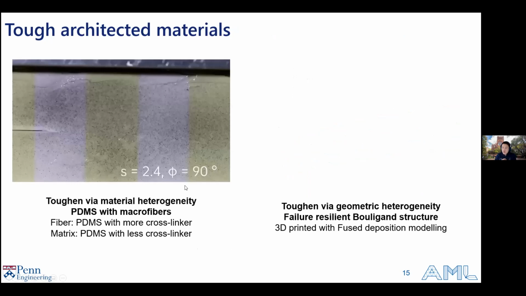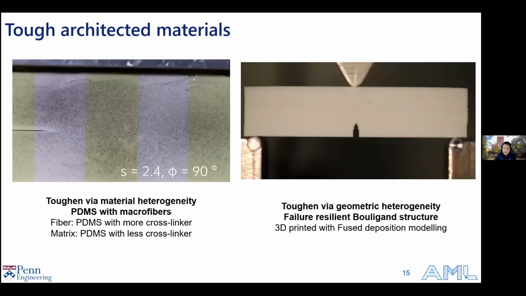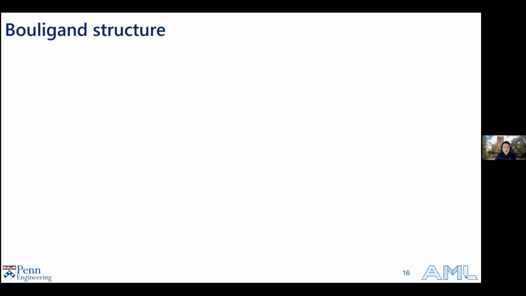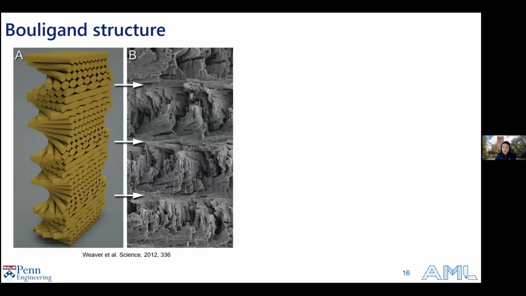Okay, so now I'll move on to the second part of my talk. In the first part, I talked about the effect of material heterogeneity, but I also want to point out that we can create toughness by using only geometry as well. This work is really inspired by what's called Bouligand structures. These are found in the dactyl club of the mantis shrimp, where they have these helicoidal fibrous structures arranged in a helical fashion, where the fibers have a pitch angle as you move up in the layers.